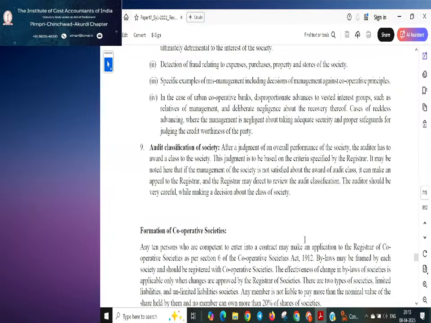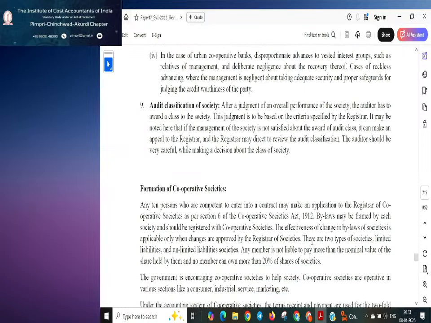So this is basically the Act itself. Like yesterday we were going through the PMLA Act, similarly, this is the Cooperative Societies Act. Any 10 persons who are competent to enter into a contract can make an application to the Registrar of Cooperative Societies as per Section 6 of the Cooperative Societies Act 1912.